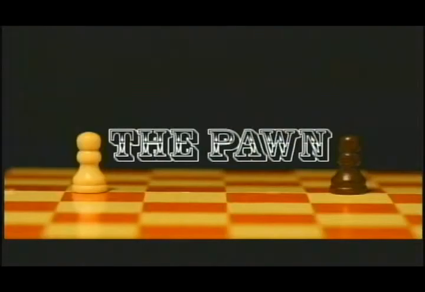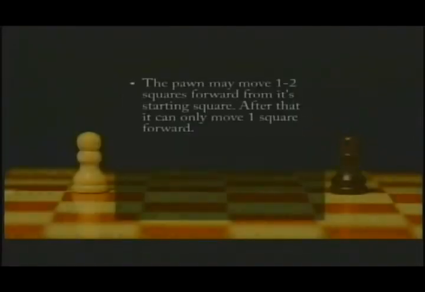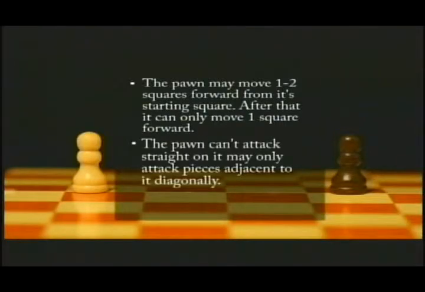Step 3, we learn the functions of the pieces. First, we have the pawn. Though the pawn is the smallest, it can be the most complex to learn. The pawn may move 1 to 2 squares forward from its starting square. After that, it can only move 1 square forward. The pawn can attack straight on, and it may attack pieces adjacent to it. There are up to 8 pawns per player.